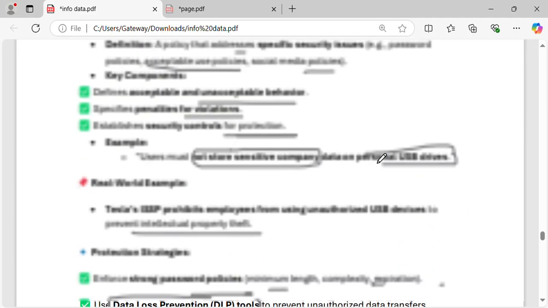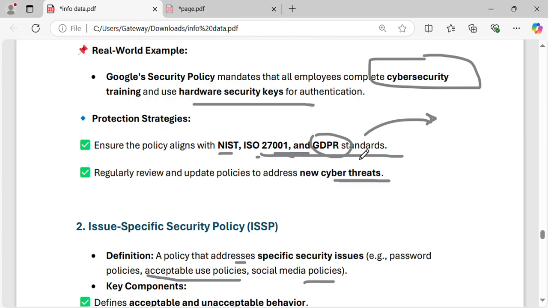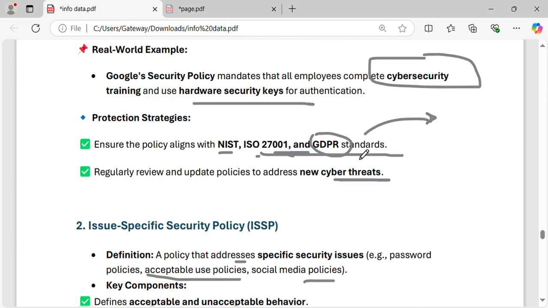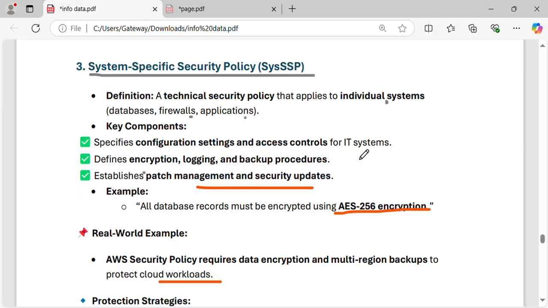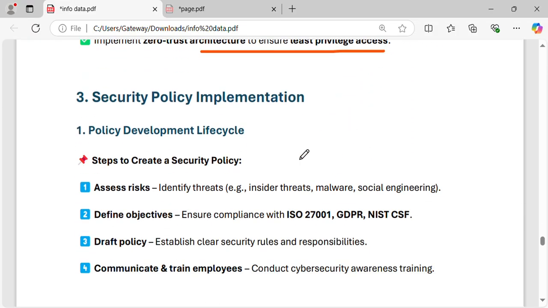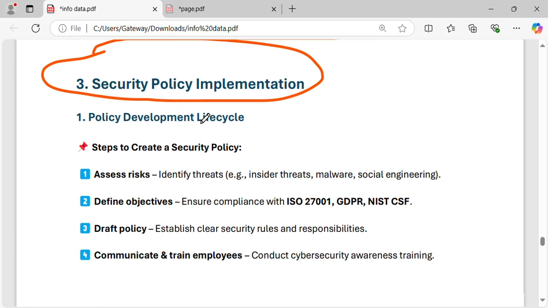Okay, so these were our three types of security policies. We have enterprise information security policy, issue-specific security policy, and system-specific security policy, right? And now we are going to implement security policies. How do we make one? How do we implement it?